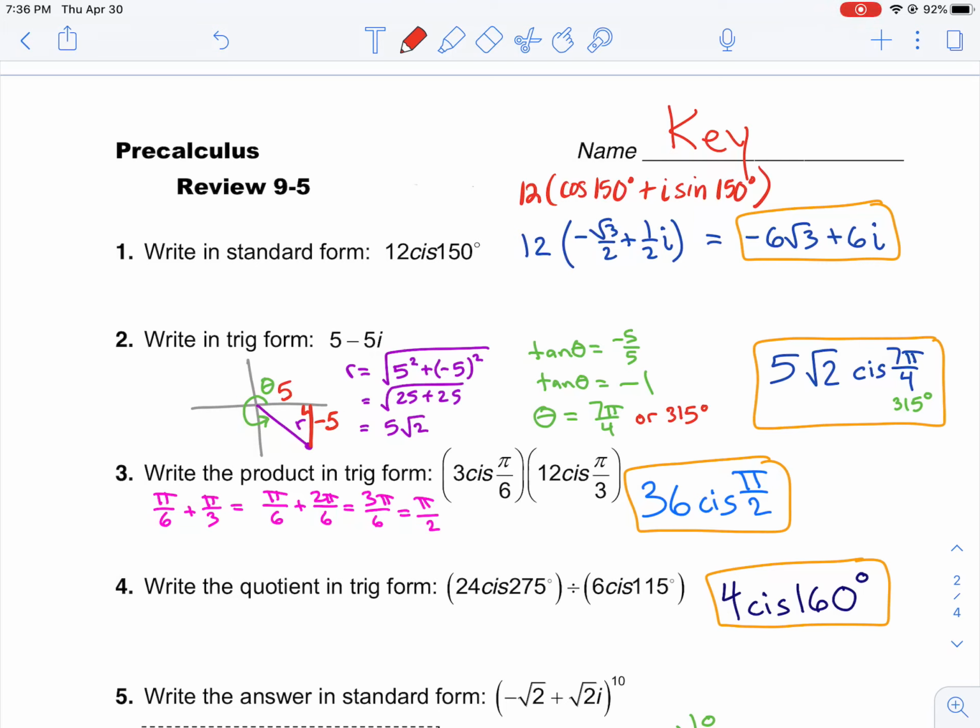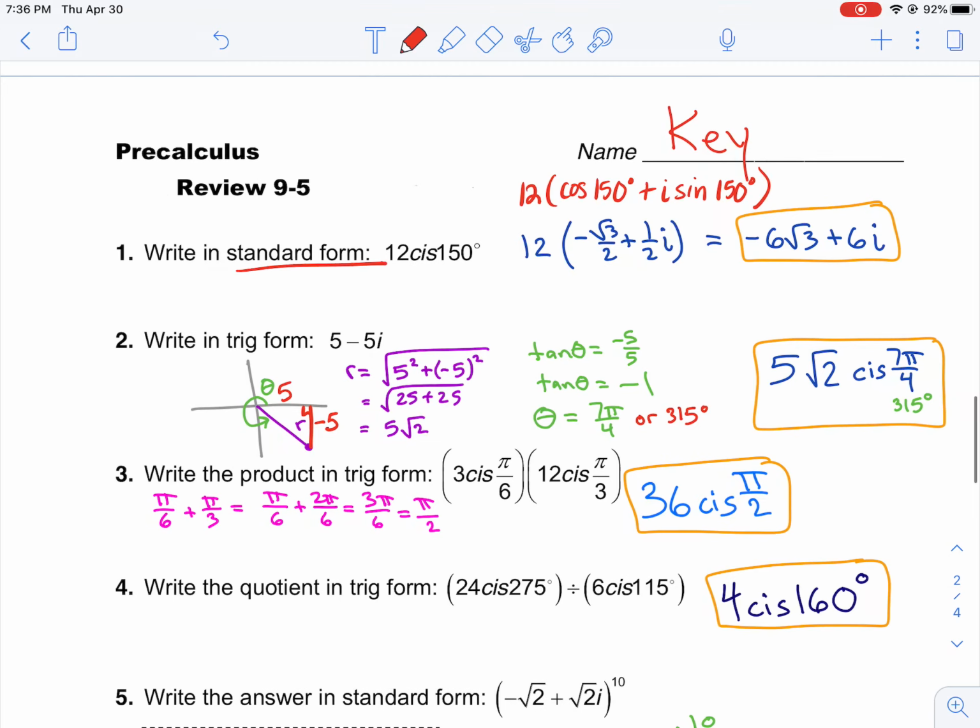Okay, we're going to look at 9(5). We're going to write in standard form 12 cis 150 degrees. So keep in mind, standard form means a plus bi form. And so cis 150 degrees is equivalent to the cosine of 150 degrees plus i sine of 150 degrees.